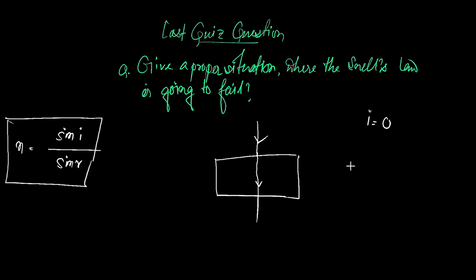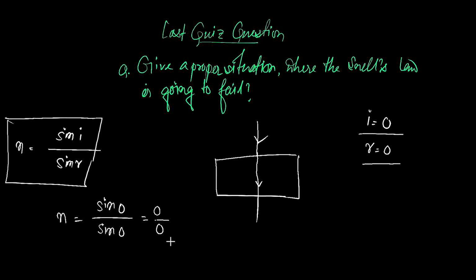There is no refraction. Though mathematically you have to say that the angle of refraction is equal to 0, because the ray is making a 0-degree angle with the normal. This is not actually refraction, but mathematically you say that the refracted angle is 0, that is, r equal to 0. Once i equal to 0 and r equal to 0, in Snell's law we get sine of 0 by sine of 0. But remember, you cannot cancel like this. You are going to get 0 by 0, and this 0 by 0 has no meaning.